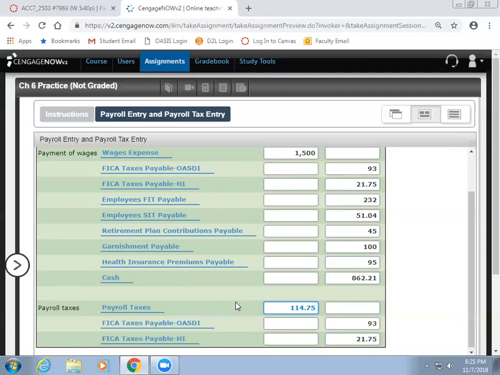Okay, so obviously that would be different from the first paycheck of the year, where we would also have to pay payroll taxes for state and federal unemployment.